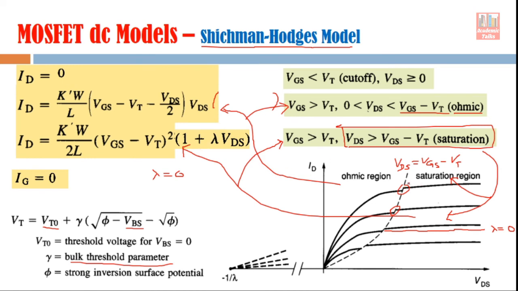So in order to avoid this kind of non-linearity, sometimes this 1 plus lambda VDS parameter is multiplied in the ohmic region equation also. But many researchers and scientists do not use this, because they say there is no proper justification for doing this. If there is non-linearity, leave it as it is. We will work with non-linearities instead of adding something which is not justifiable.